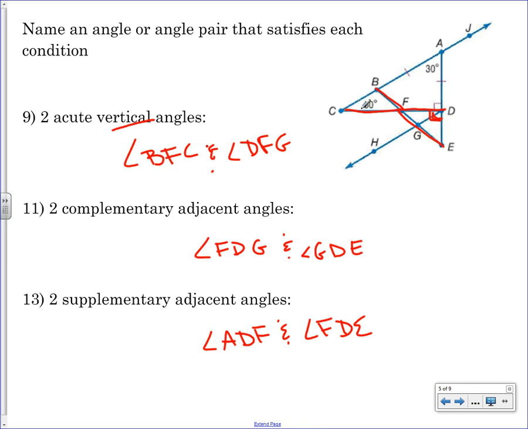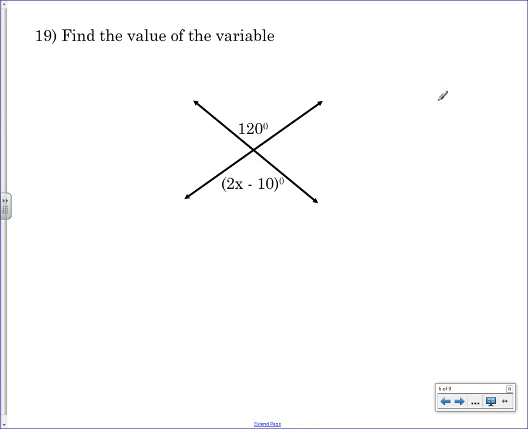So adjacent angles, if I said CFB, what angle would be supplementary to CFB? BFD. That would be another option. Do you see what I'm saying? There's a couple more you could do if you wanted to. Okay, so not just one answer all the time. Did I lose anybody? All right.